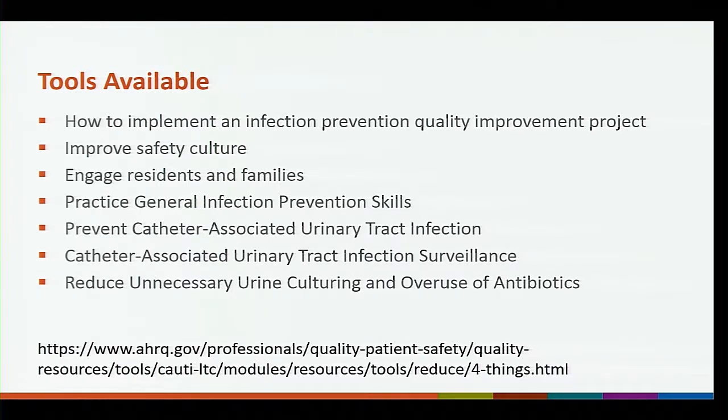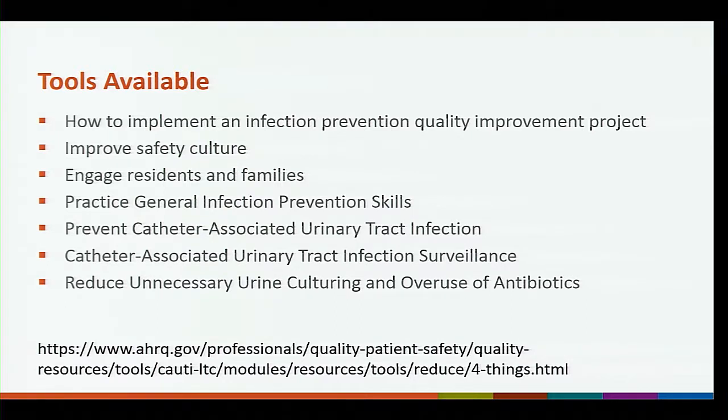That important component of improving safety culture, how to engage your residents and families, how do you get them to speak up, to enhance communication back and forth. Practicing general infection prevention skills, the prevention specifically of catheter-associated urinary tract infections, and then a large component on urinary tract infection surveillance, which we're also going to go into a lot over the next hour or so.